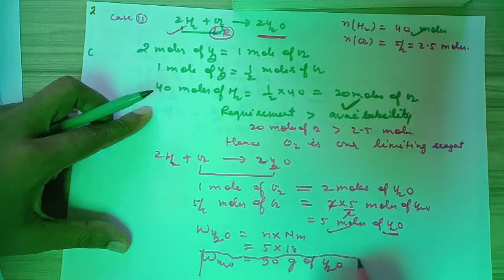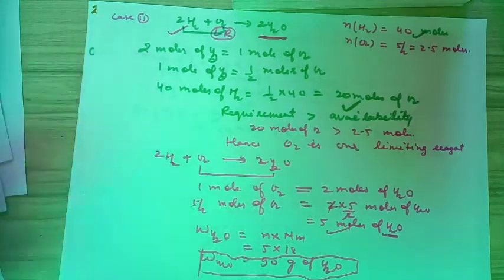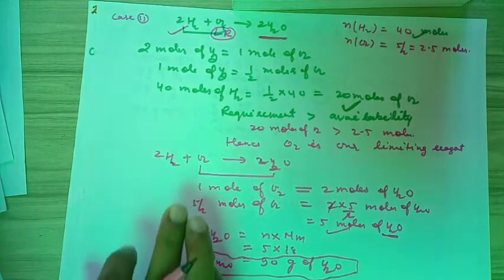So here we have seen that the limiting reagent decides the amount of product formed. Now let's move to the next question.